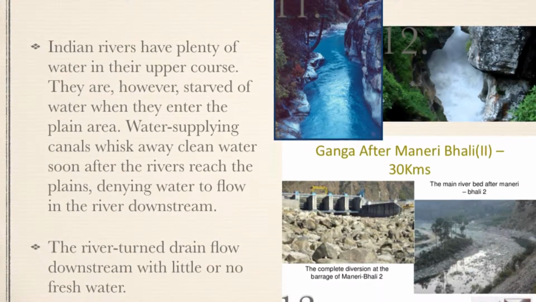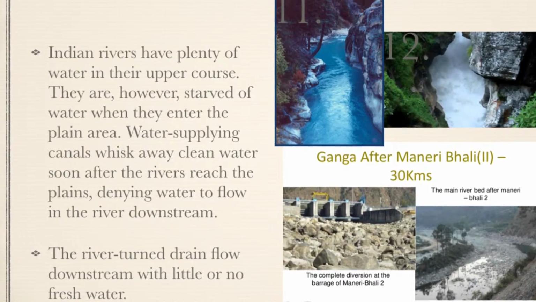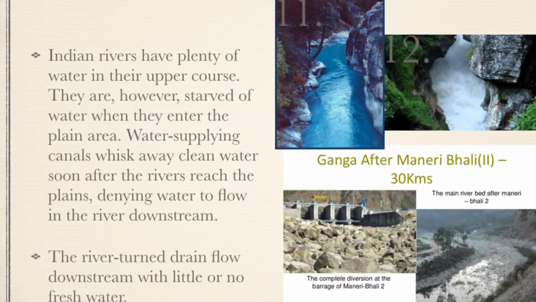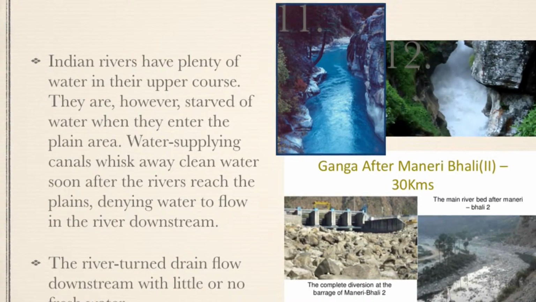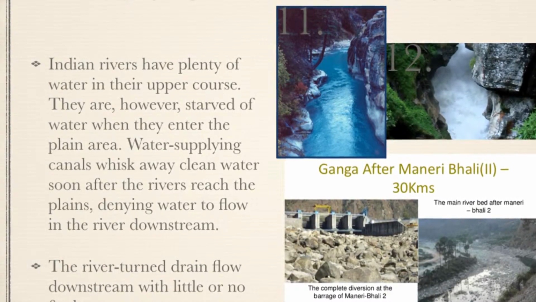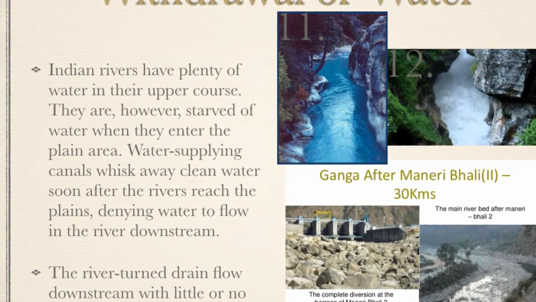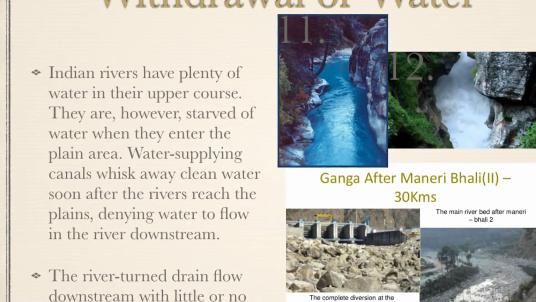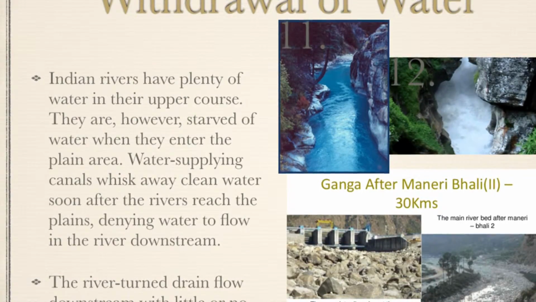Withdrawal of water. Indian rivers have plenty of water in their upper course. They are, however, starved of water when they enter the plain area. Water supply in canals whisk away clean water soon after the rivers reach the plains, denying water to flow in the river downstream. The river turned drain flows downstream with little or no fresh water.